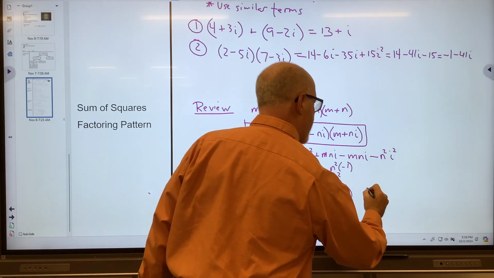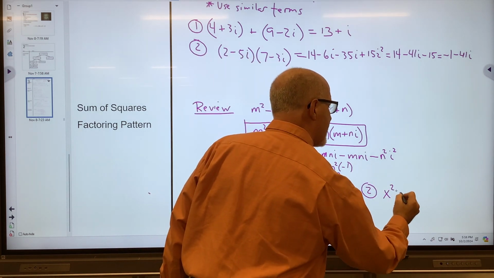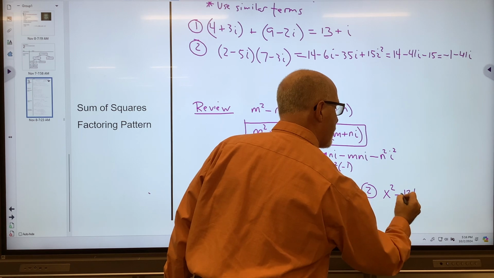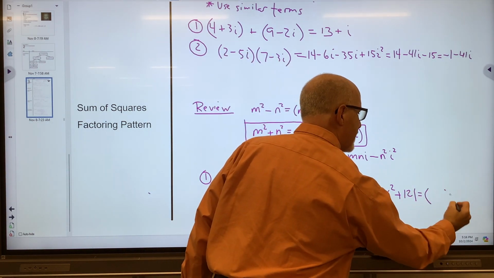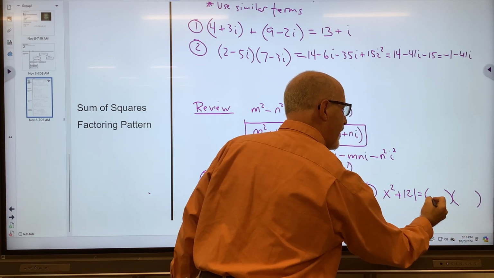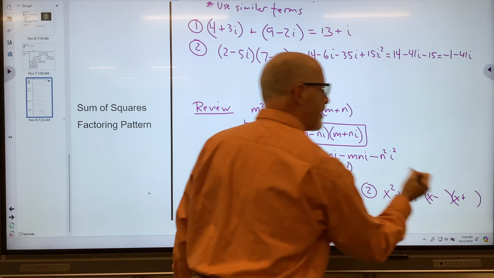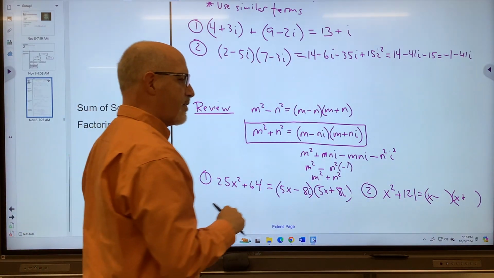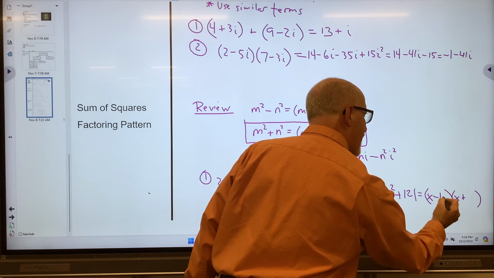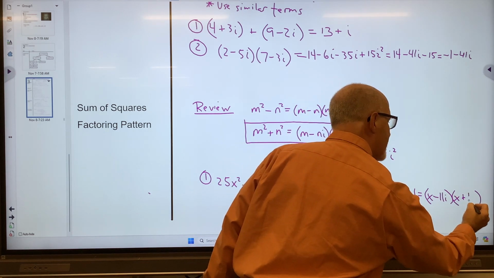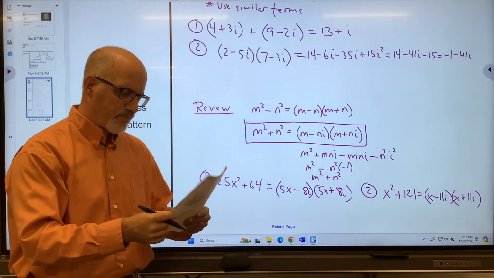Let's try one more. If we have x squared plus 121, when you factor it, again, you're going to have two parentheses, x and x here. We're going to have a minus and a plus. If you do the plus first, that's okay. Plus can come first. Now, the sum of these means it's going to be a minus 11i and a plus 11i for my factorization.